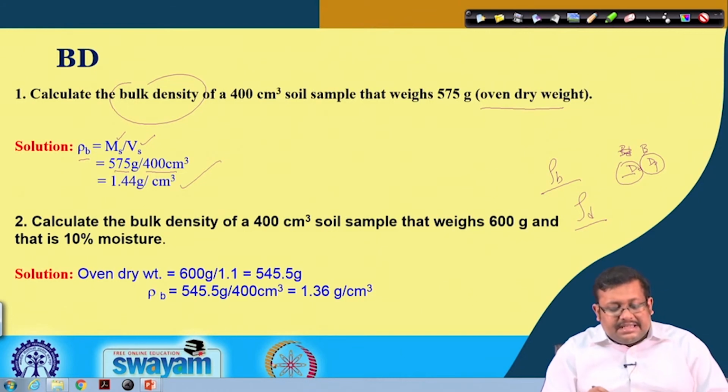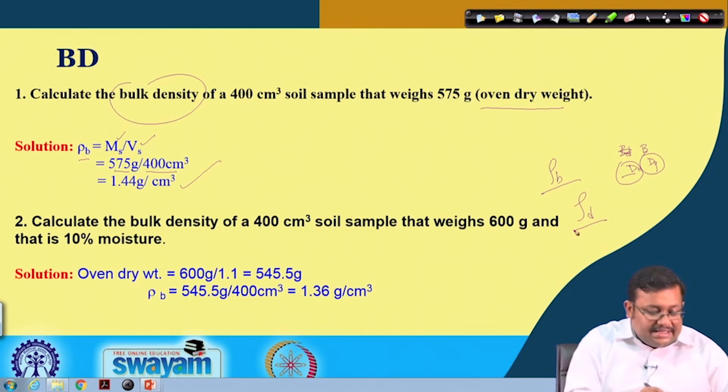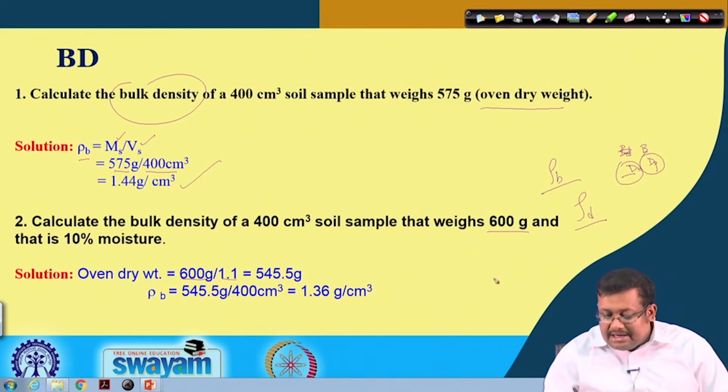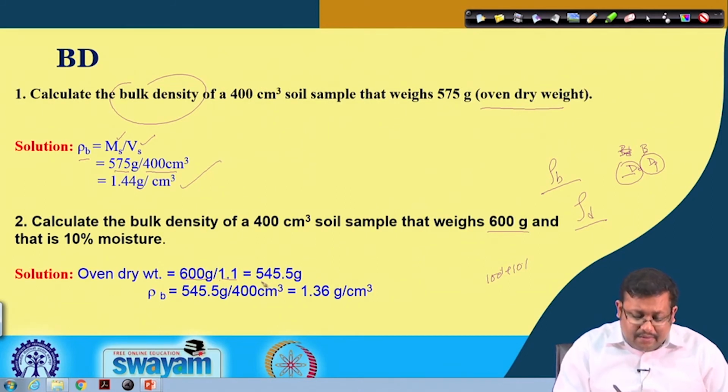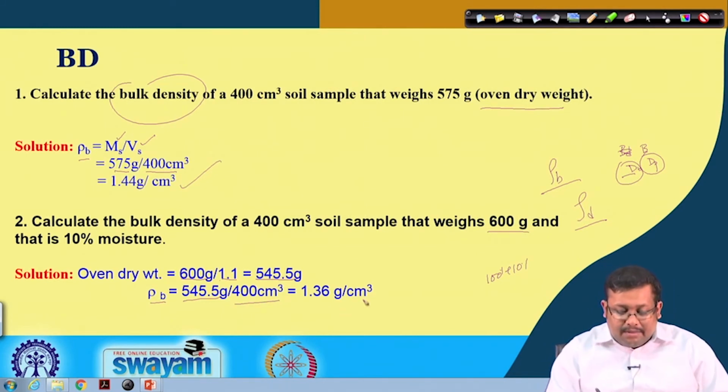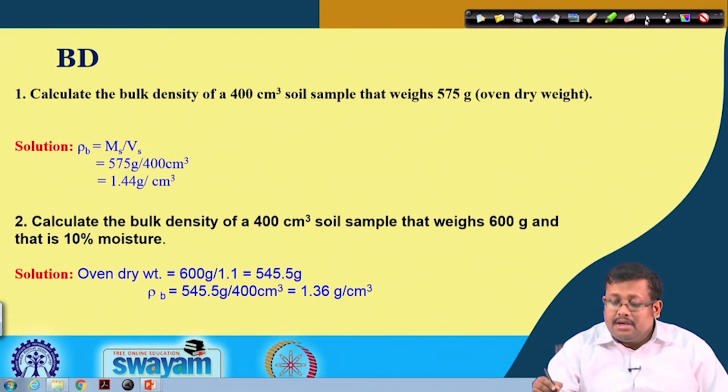The second question is: calculate the bulk density of a 400 cubic centimeter soil sample that weighs 600 grams and has 10% moisture. So, we know that it is 600 grams which already contains 10% moisture. To know the oven dry weight we have to divide the 600 grams by 1.1. 1.1 comes from 100% plus 10%. So, ultimately we get the oven dry weight of 545.5 grams, and the bulk density is 545.5 over the total bulk volume of the soil, so we are getting 1.36 gram per cc. So, this is how we can calculate the bulk density if the soil weight is given and the moisture content is also given. So, let us see what is the next problem.